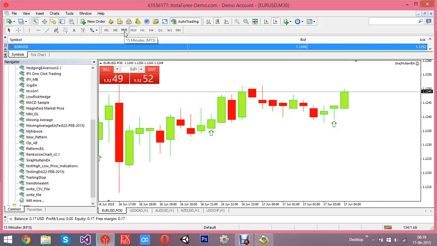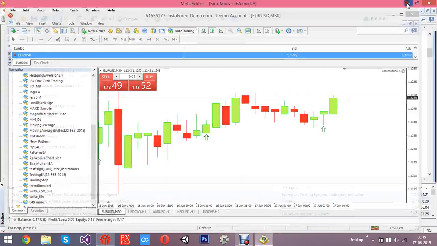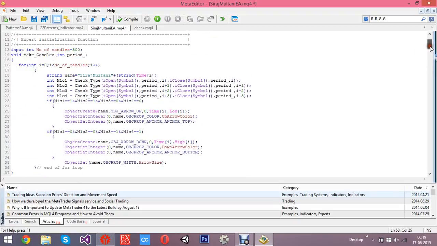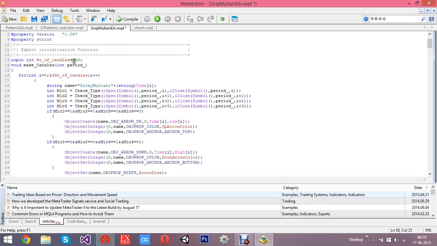So let's have M30 over here. Okay. So on init, all the recent objects are deleted, and the time frame is M30. So this function is called, and 30 is passed in this function. That means our period here is the period that we needed to make candles. So we loop from the current candle, zero candle, to the number of candles we want to iterate in the history.